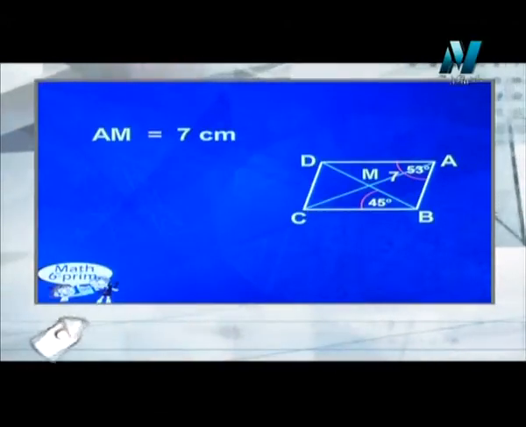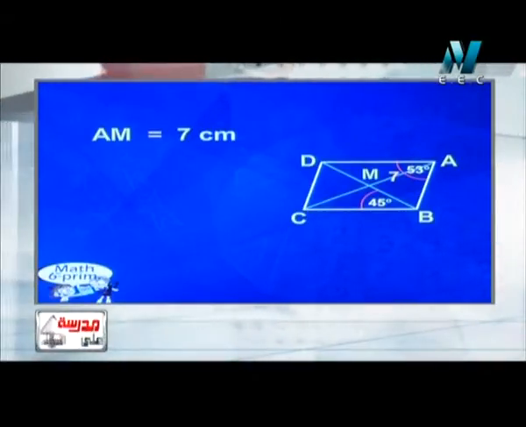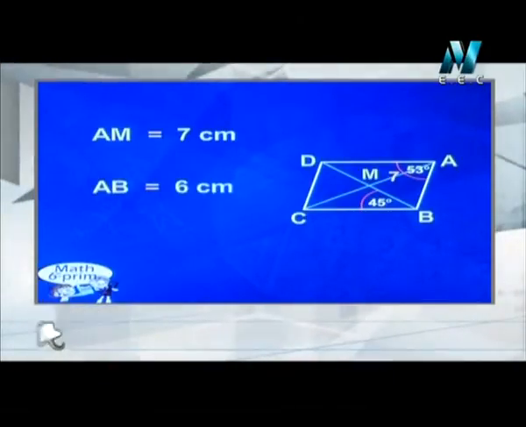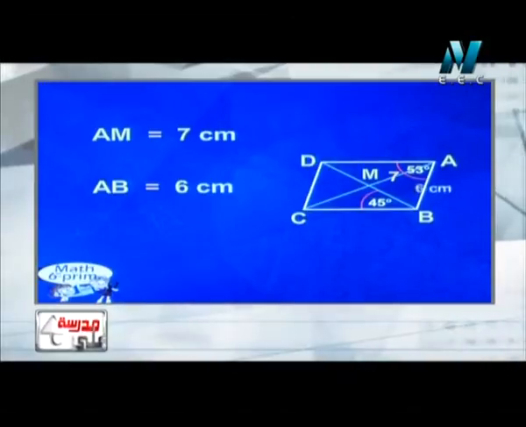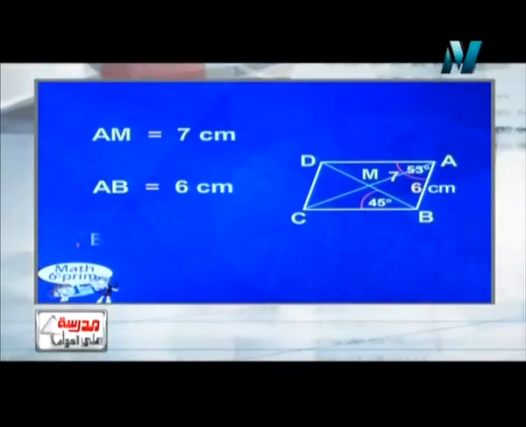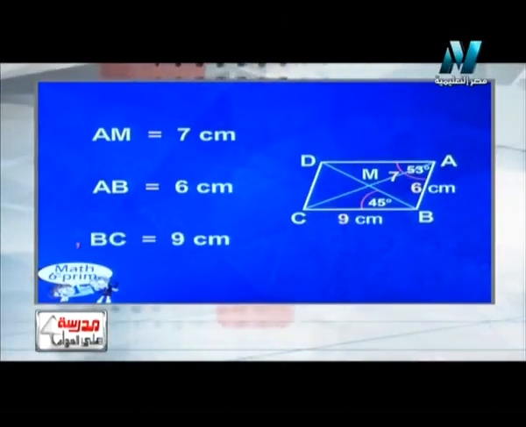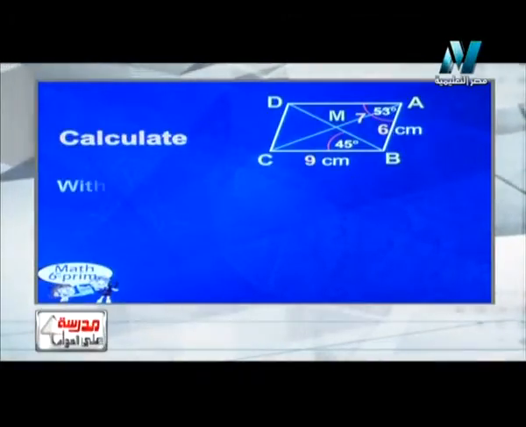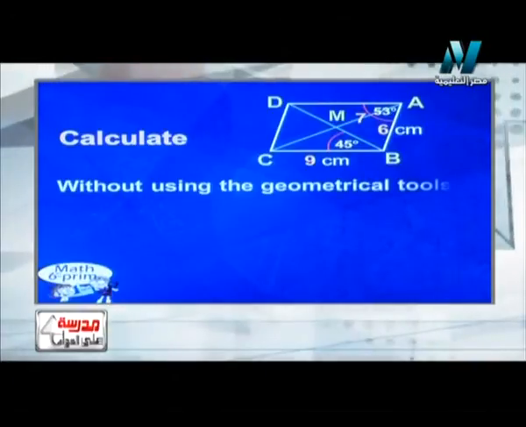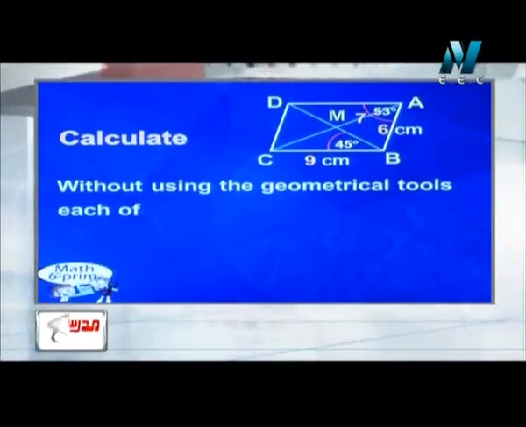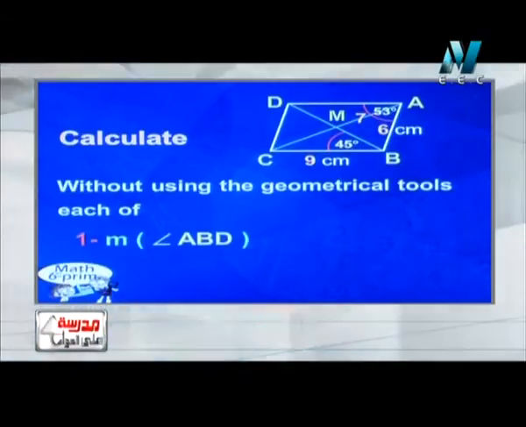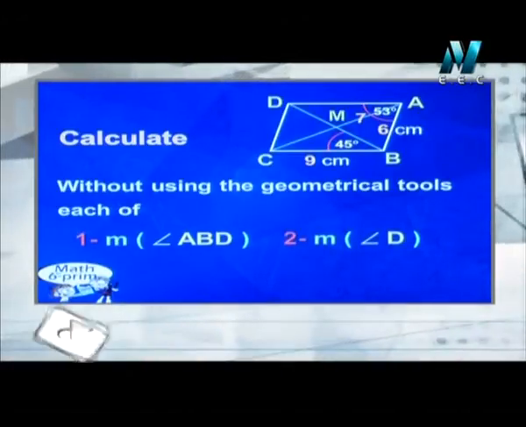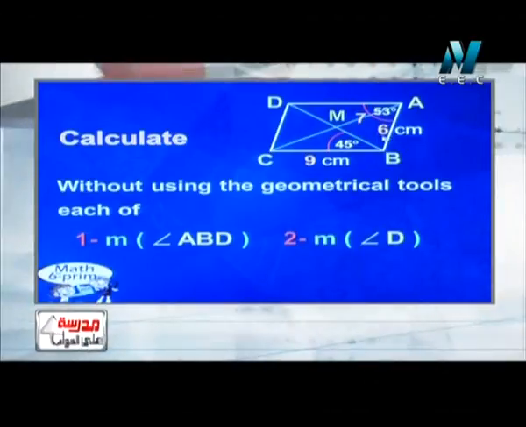The length of AM equals 7 centimeters, AB equals 6 centimeters, and BC equals 9 centimeters. Calculate without using the geometrical tools. The first required: the measure of the angle ABD.